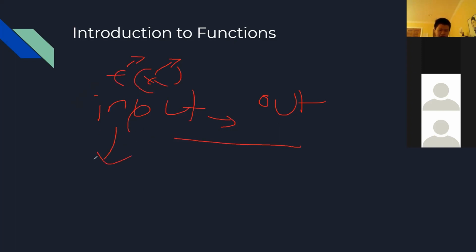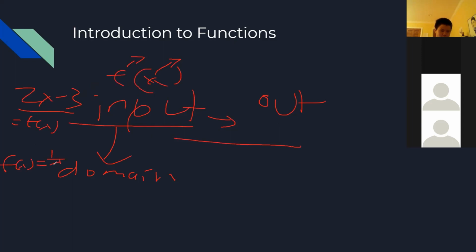We call what someone can input into this the domain. For the most part, the domain is all real numbers. 2x minus 3 equals f(x). Domain is all real numbers. However, for something like f(x) equals 1/x, x cannot be 0. So the domain would be all real numbers except 0.